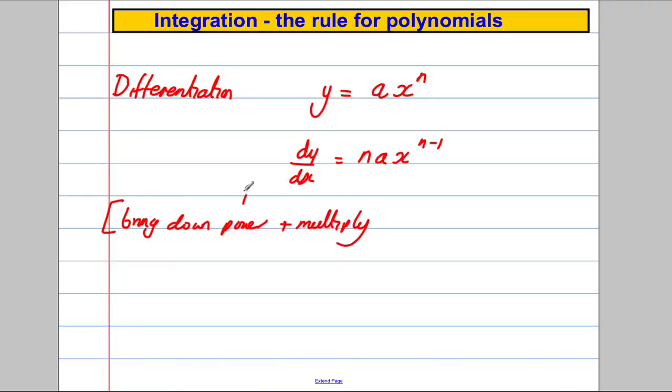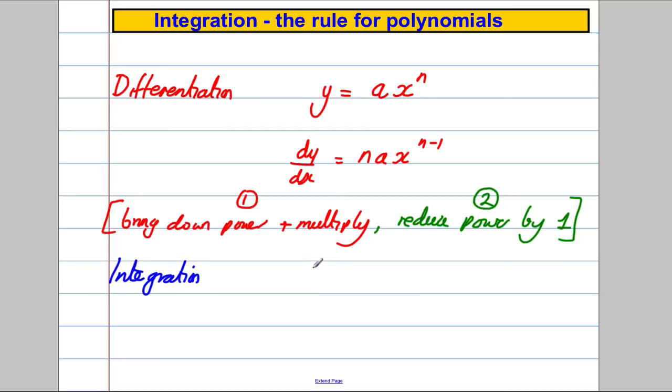That was step 1. And step 2, reduce power by 1. That's step 2. Now, integration is the opposite process. I'm going to do this in red. Integration.